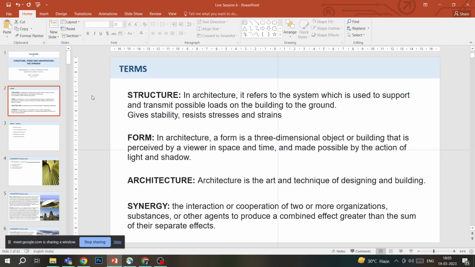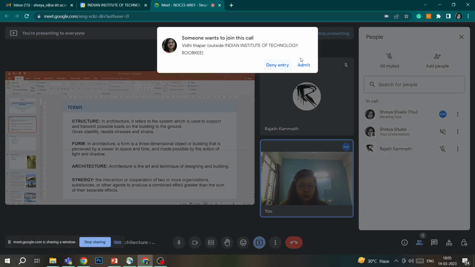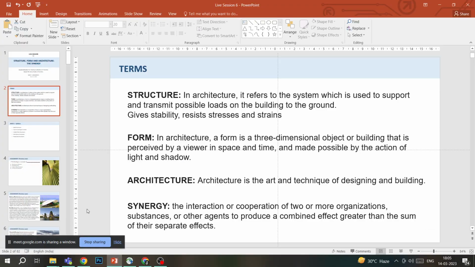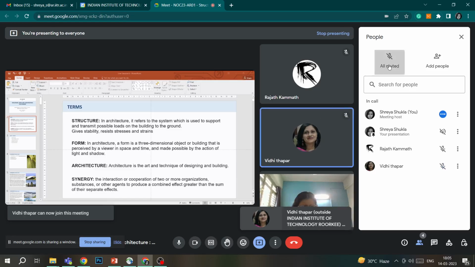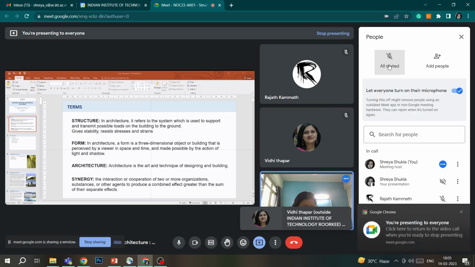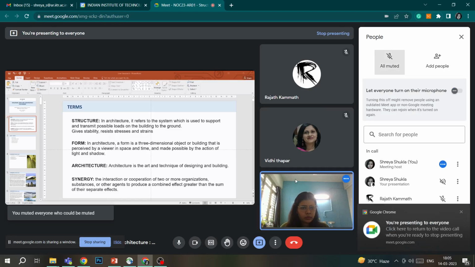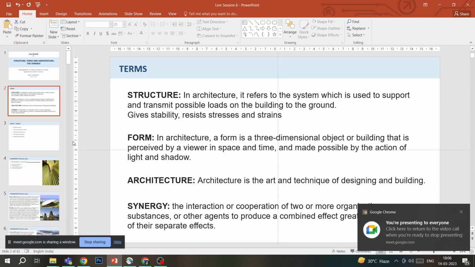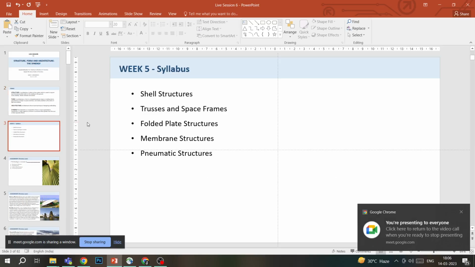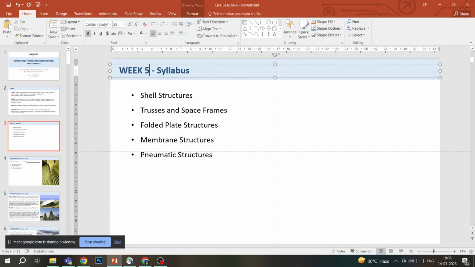So these are the 4 terms that have been... yeah, so I have already discussed these terms in all the other classes. I will not be covering these. So sorry, it's week 6 syllabus.